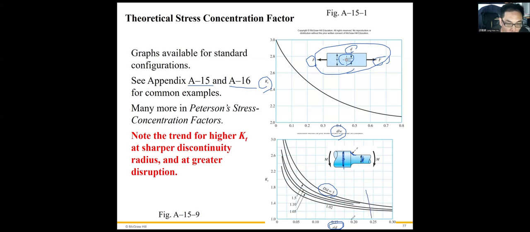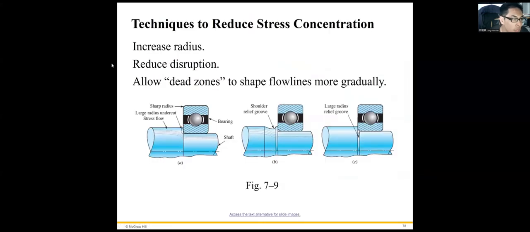So if we have a higher radius of the fillets, we get a smaller stress concentration factor, right? We get a smaller concentration factor. Okay, so it can be used in the bearing design.